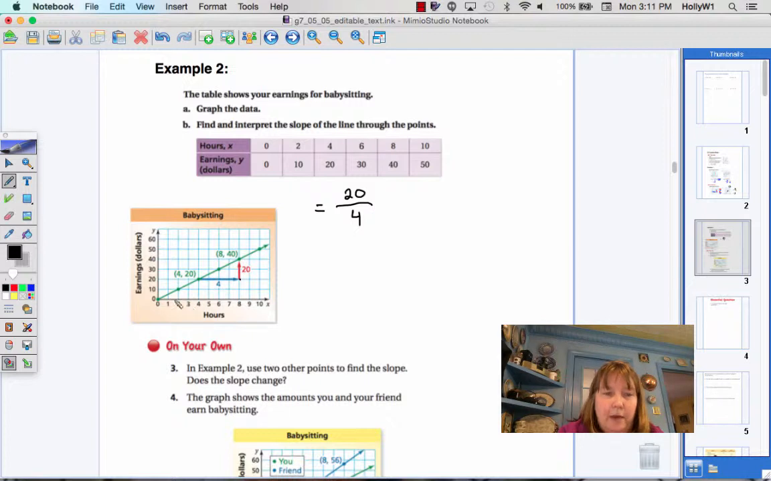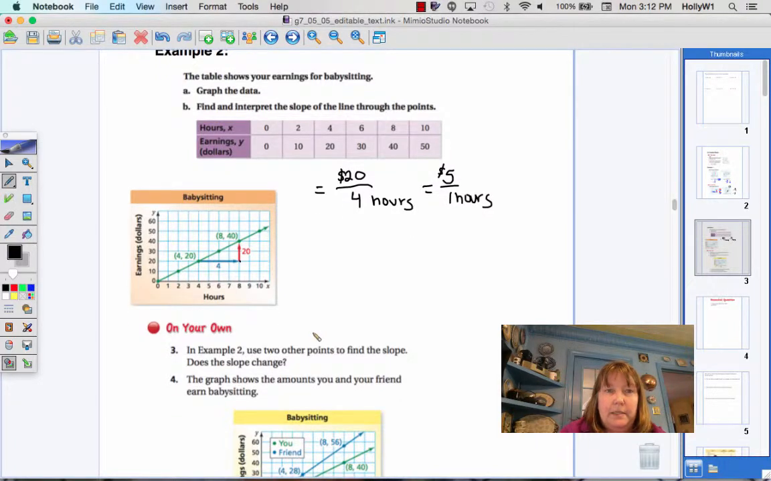Okay, so what does this really mean? If we look at the graph, the x-axis is hours, and the y-axis is in dollars. So we're really talking about $20 divided by 4 hours. If I simplify that, I will get $5 over 1 hour. And that should look like something very special we learned in section 5.1, which is a unit rate. So the slope can give us the unit rate.